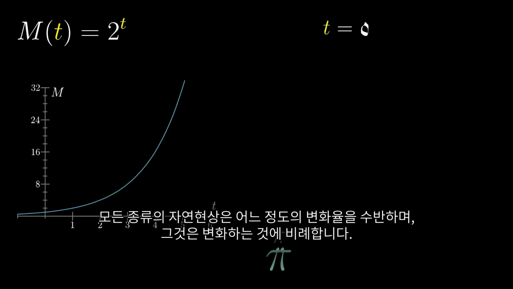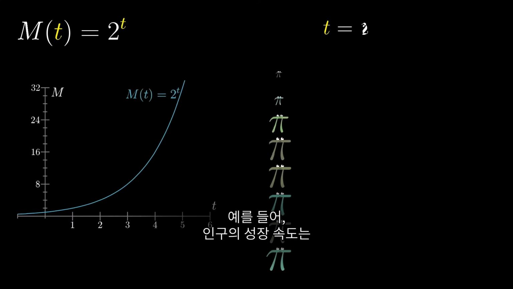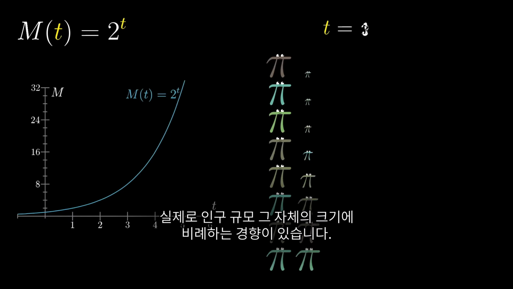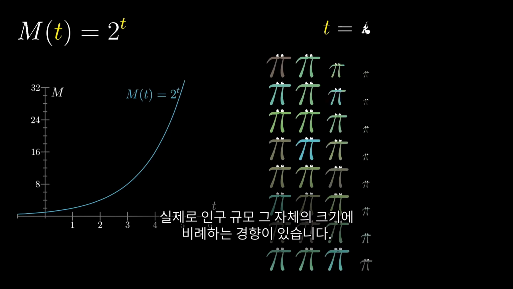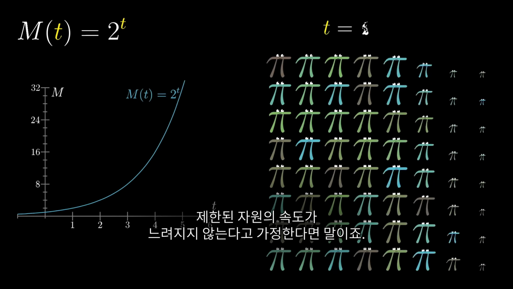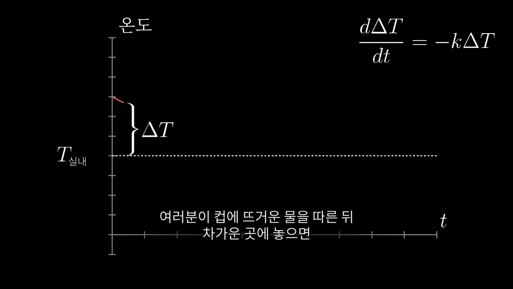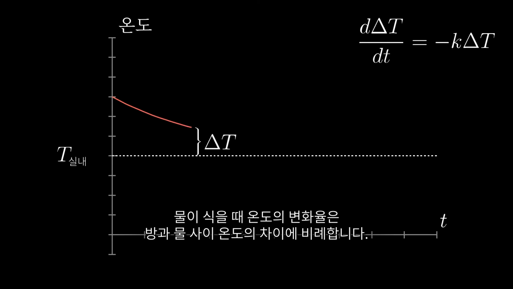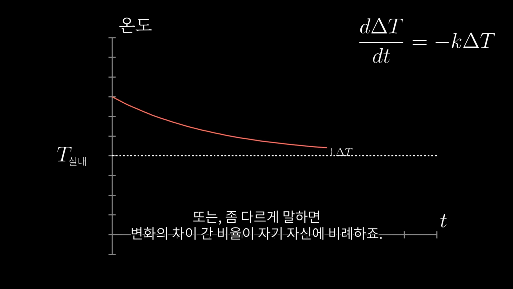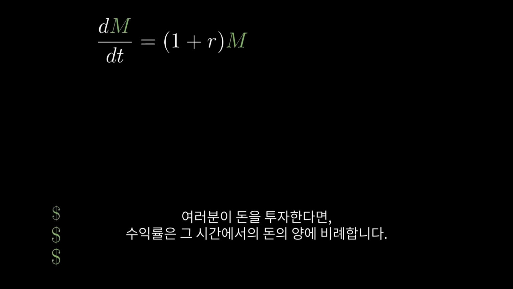All sorts of natural phenomena involve some rate of change that's proportional to the thing that's changing. For example, the rate of growth of a population actually does tend to be proportional to the size of the population itself, assuming there isn't some limited resource slowing things down. And if you put a cup of hot water in a cool room, the rate at which the water cools is proportional to the difference in temperature between the room and the water. Or, said a little differently, the rate at which that difference changes is proportional to itself. If you invest your money, the rate at which it grows is proportional to the amount of money there at any time.